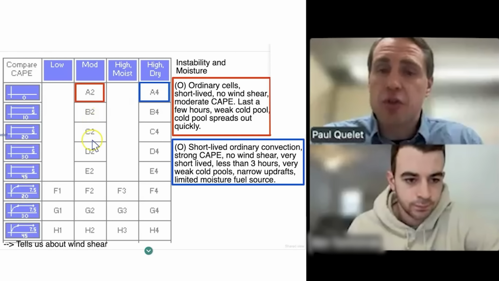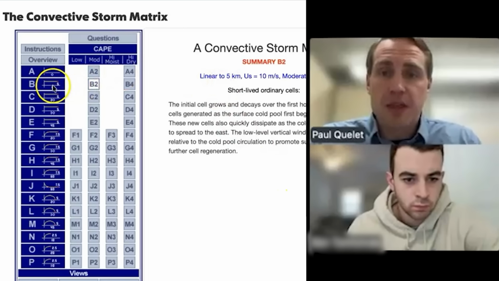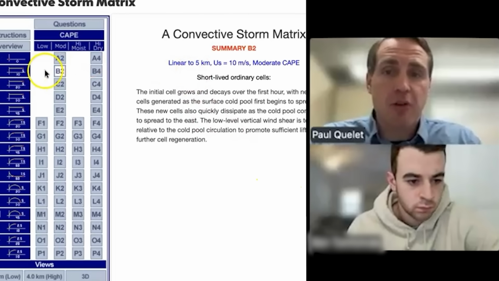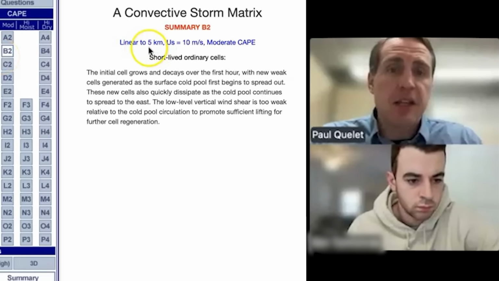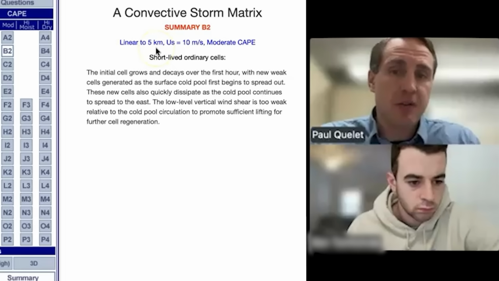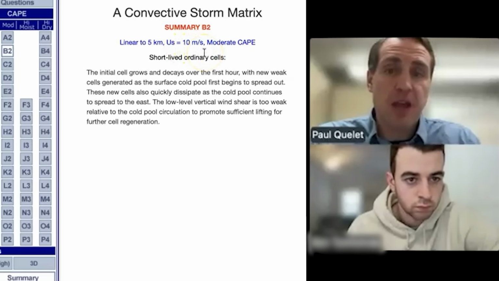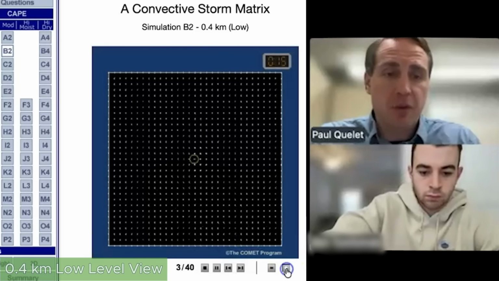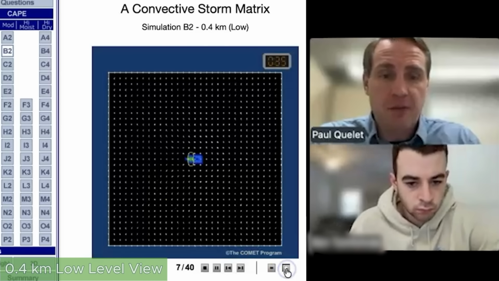Let's go to B2 then. Here we have a straight hodograph that is linear to 5 kilometers. So that's like a linear increase in wind speed. The wind speed is about 10 meters per second, and there's also no curvature in the hodograph. Let's have a look at what this looks like for low levels.